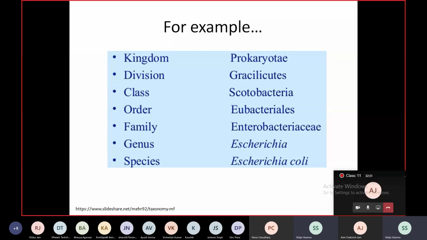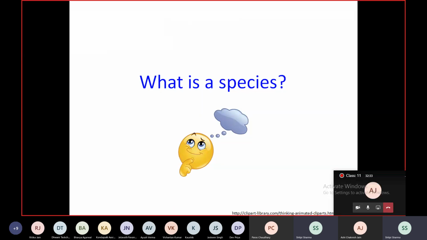Now I would like to know from you, what do you understand when I say species? What do you understand by species, human species? How do you define species? Tell me. Yes, Bhavya. Species are a group of organisms that can reproduce with each other. Okay, good. Anybody else? How do you define species?